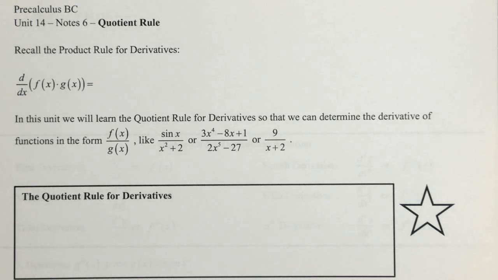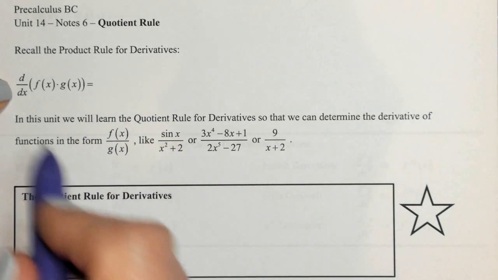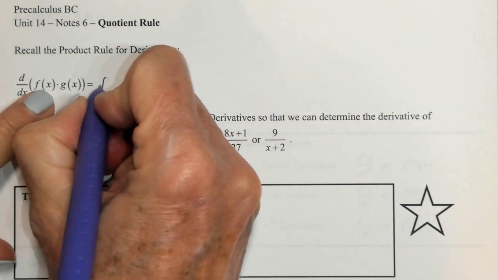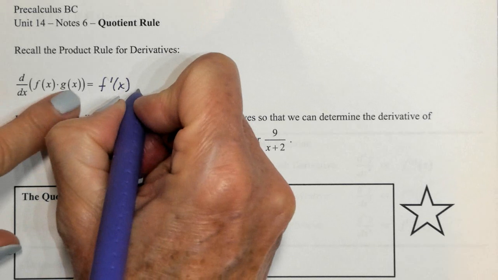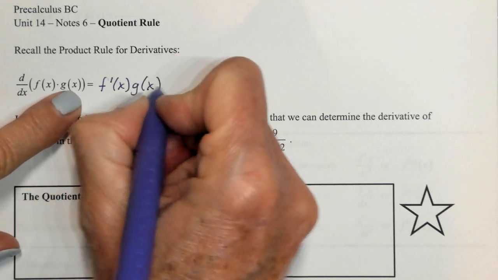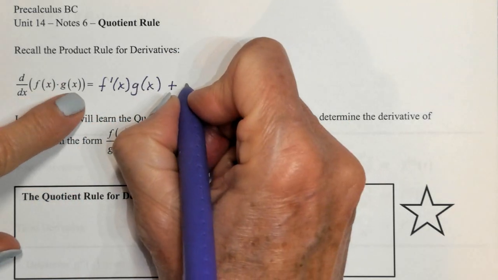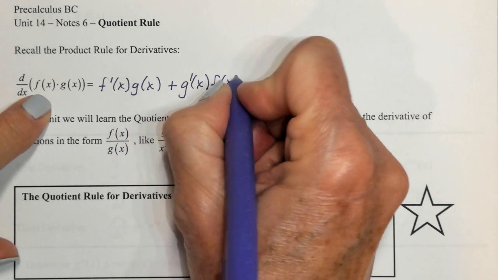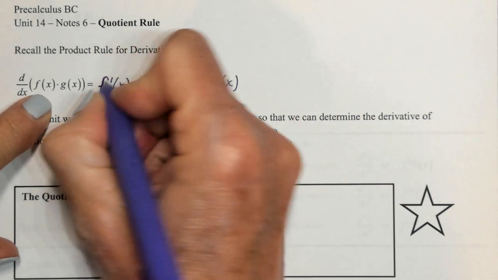In this section, we're going to talk about the quotient rule for finding derivatives. Let's recall what the product rule for derivatives is. I'm taking the derivative of a product: start at the first, take its derivative, multiply by the second function left alone, plus now the derivative of the second function times the first function left alone. The product rule for derivatives.